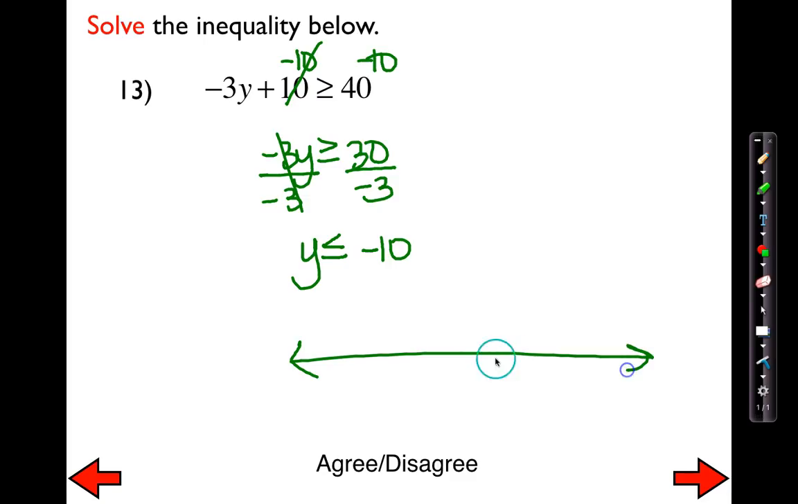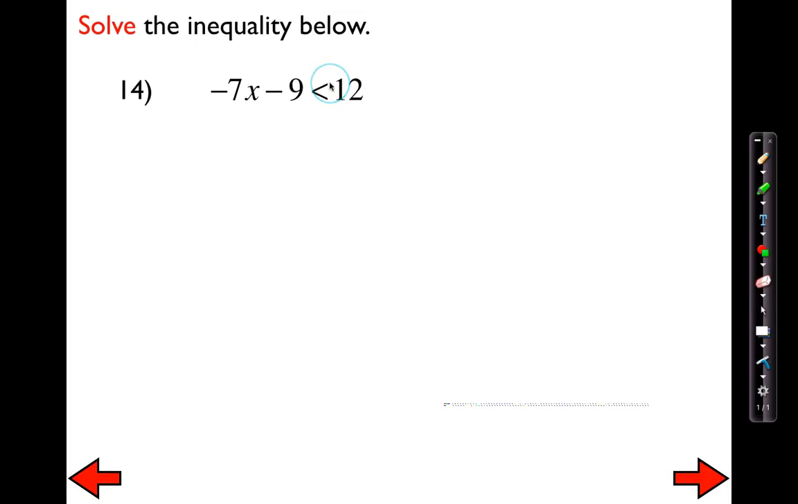So now we can start our number line. We're going to mark a negative 10. Since this is less than, we're going to go ahead and point to the left. But because it's also equal to, I'm going to go ahead and fill in my circle. And there is our answer for number 13. Okay, go ahead and pause the video and try number 14 by yourself.